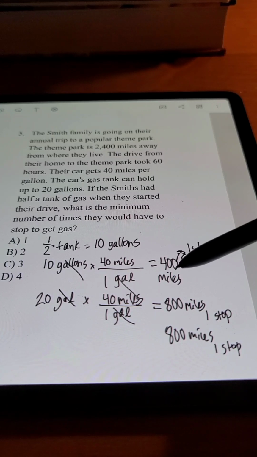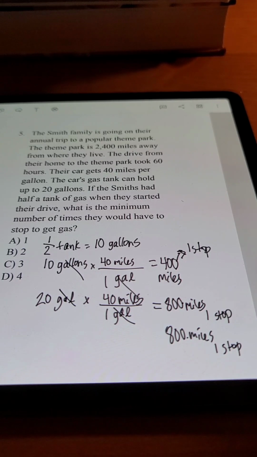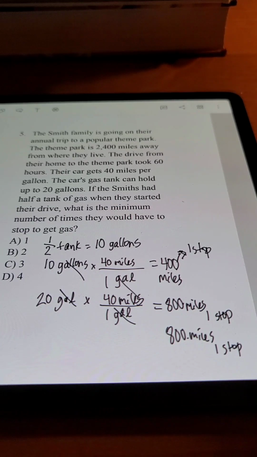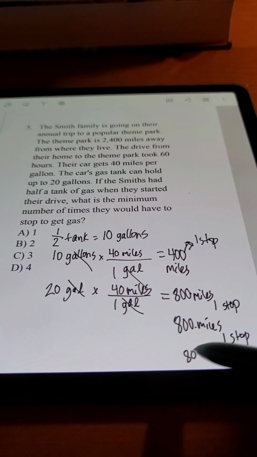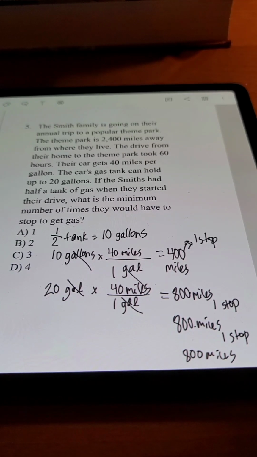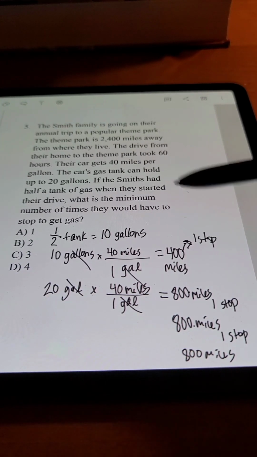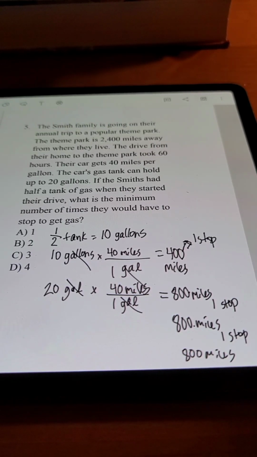So now we're at 400 miles, 800 miles, and 800 miles. If we add all of that up, we get 2,000 miles that they've driven, right? Remember, we have to get to 2,400. So now they're going to do that one stop, and now they're able to go another 800 miles, which will take them past the 2,400 mile mark, or distance. So that means that in total, they would have to stop a minimum of 3 times. So the answer is C.